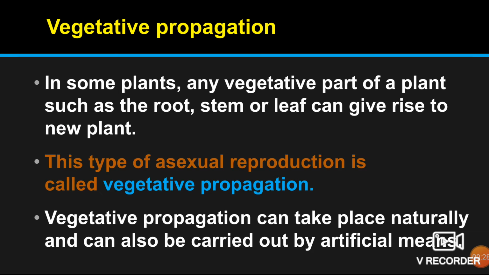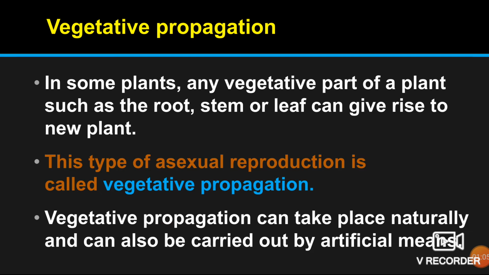As I have discussed earlier, vegetative propagation means the plant part that is involved may be root, stem, or leaf to give rise to new individuals, new plants. There are many plants which reproduce with the help of vegetative parts, and this type of asexual reproduction is called vegetative propagation. It can take place naturally and can also be carried out by artificial means.